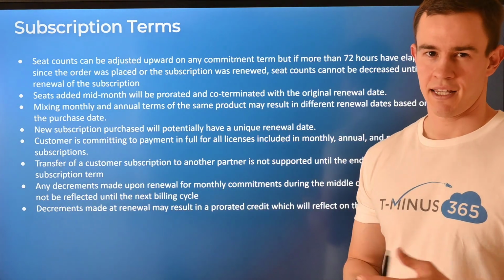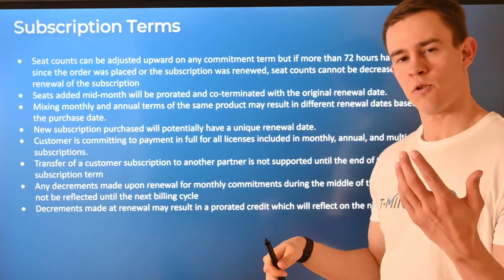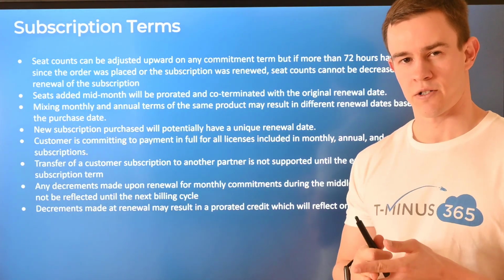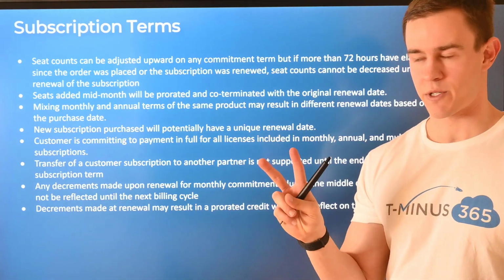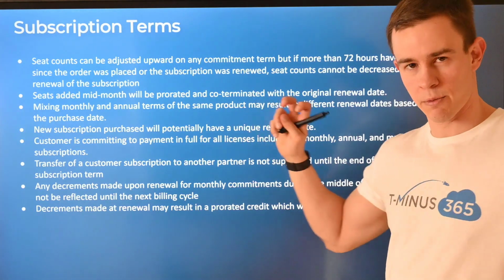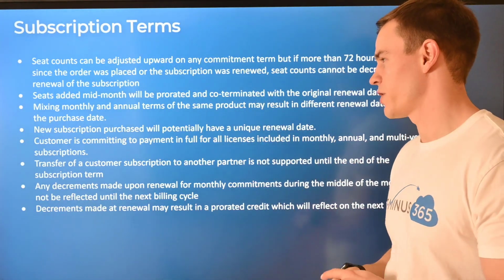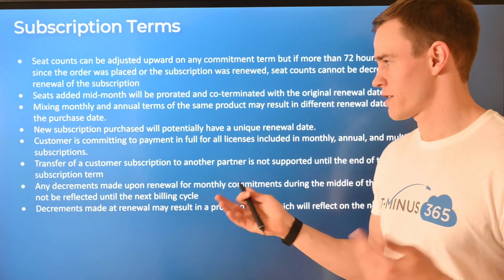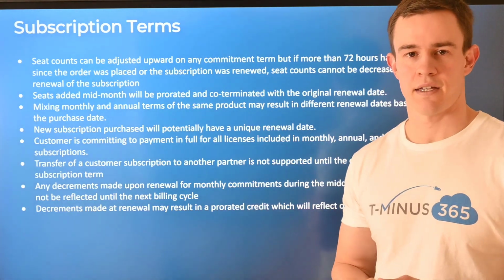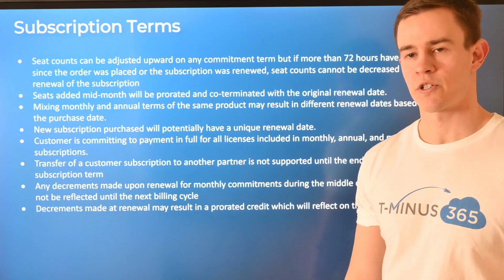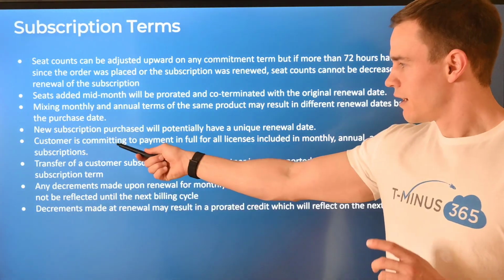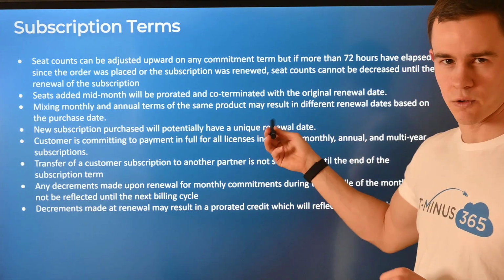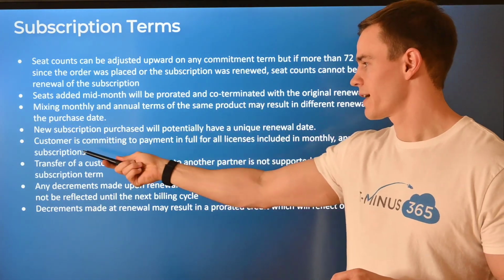This is a good one to highlight because you could have an annual contract and a monthly contract of the same product for one customer, meaning there's two separate subscriptions. Depending on when you upgrade into those or when you purchase those, they could have different renewal dates. And the customer needs to know and understand that their commitment might be separate on a per subscription basis. A new subscription purchase will potentially have a unique renewal date, just coupling off that for some more clarity.